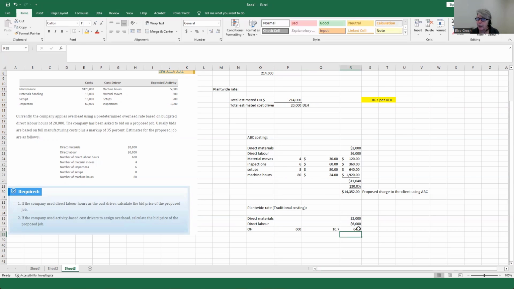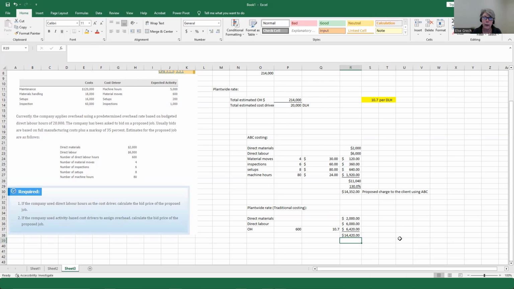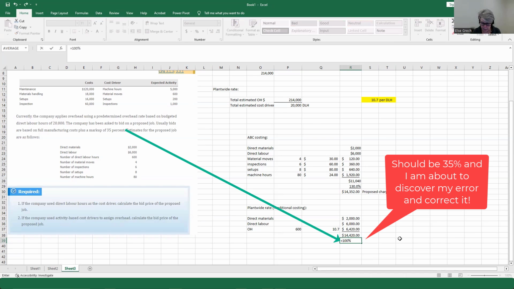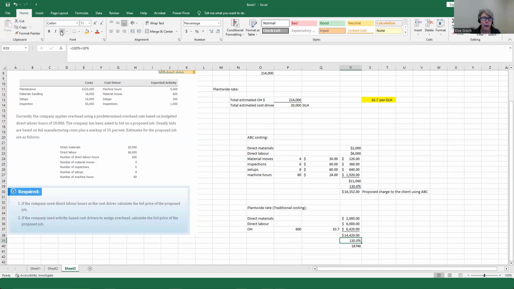That is 6,420. That's dollars. All of these are dollars. I'm just going to, there we go. So now I'm going to add them up. That is 14,420. If I want to calculate what price we will charge our client, I'm going to multiply this by, of course, 100% plus the 30% markup. There we go. Multiply it by 130%. And when I do that, I'm going to charge my client $18,746.